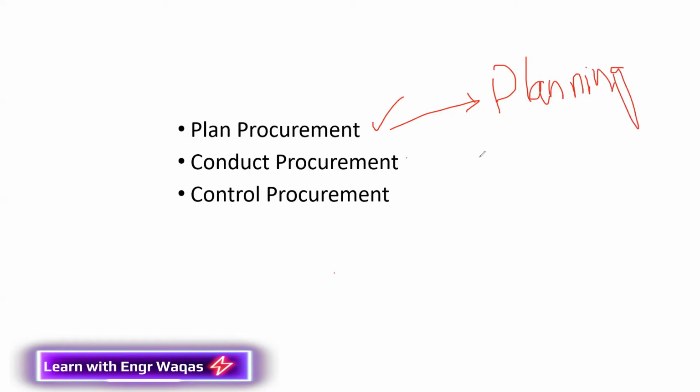And the second one is conduct procurement. It will be done in the execution phase. And then the third one is the monitor and control phase, control procurement. So I will share with you the details, the flow chart and all that. So I'm going to share with you people.